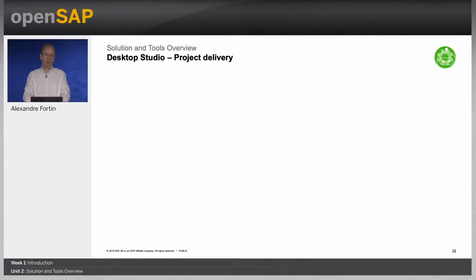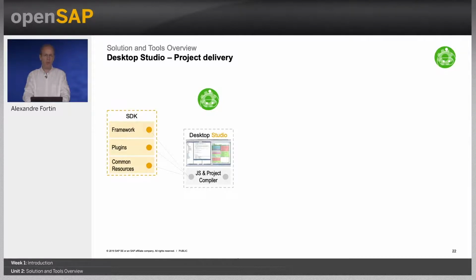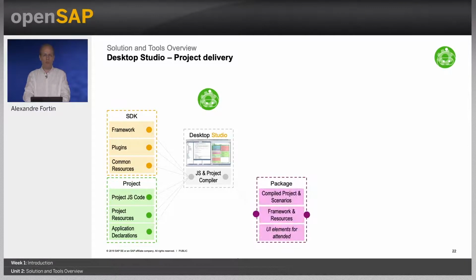Finally, let's review the major steps of project delivery. It starts with the studio, the SDK, which includes the framework, plugins, and common resources. The project itself includes the code, the resources, and application declarations. They are all merged into a package. The package contains all resources needed, such as a compiled project and scenarios, framework, and so on.